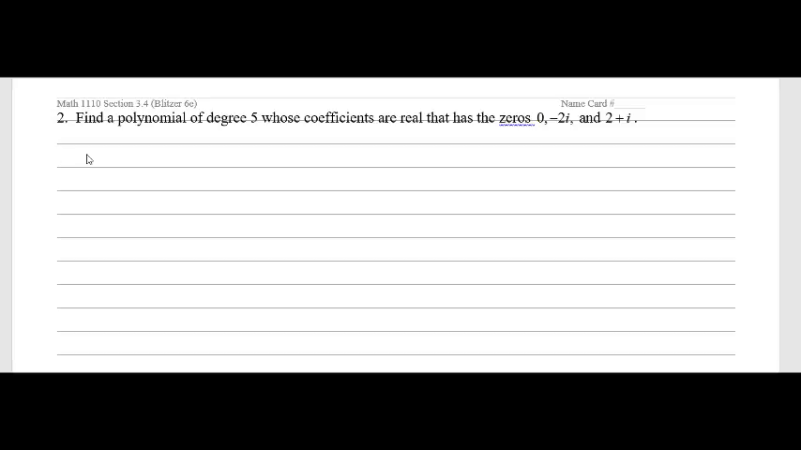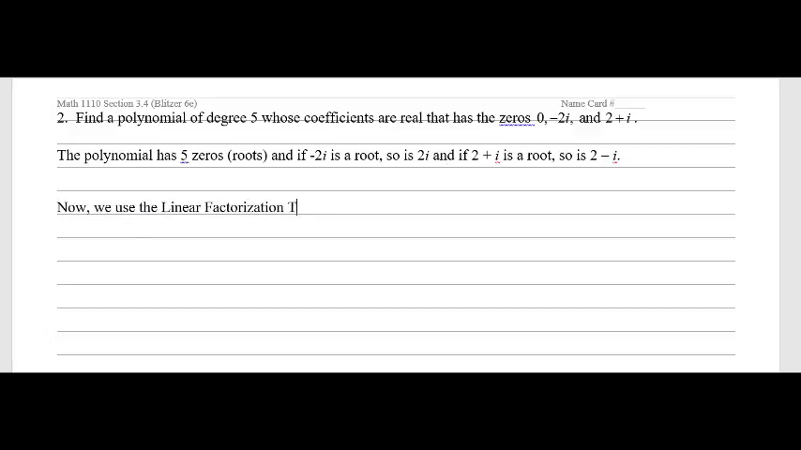All right, in number 2, I want to find a polynomial of degree 5 whose coefficients are real that has the zeros 0, -2i, and 2 plus i. So using that conjugate pairs property of the zeros of a polynomial, we know that this polynomial has 5 zeros, and if -2i is a root, so is 2i, and if 2 plus i is a root, so is 2 minus i. So now we're going to use the linear factorization theorem.